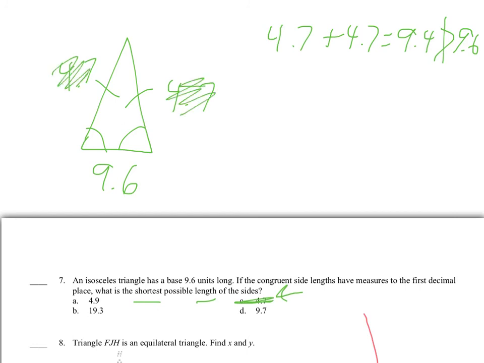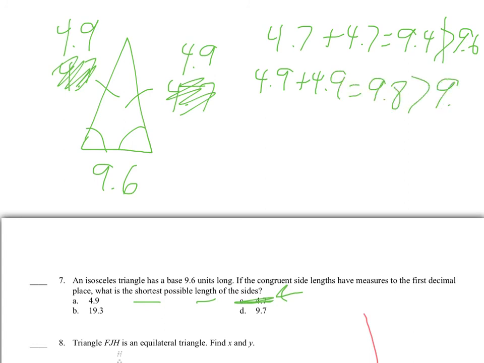So now we're going to try 4.9. 4.9 plus 4.9 is 9.8. Is that greater than 9.6? Yes, it is, which means 4.9 would be the shortest possible length of that side.